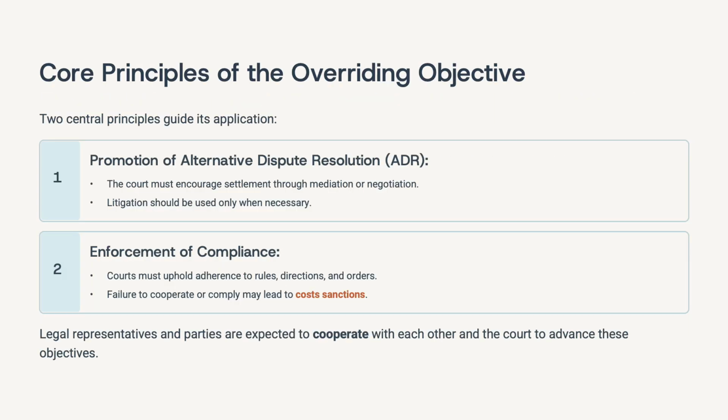So now, two pillars hold up the overriding objective. And if you forget these, the examiner will be waiting for you. So be careful. First, alternative dispute resolution, or ADR. The court loves it: mediation, negotiation, any method that avoids a full trial. It is cheaper, quicker, and less emotionally draining. In fact, if you refuse to try ADR without a good reason, the court might hit you with a cost order. So be careful.